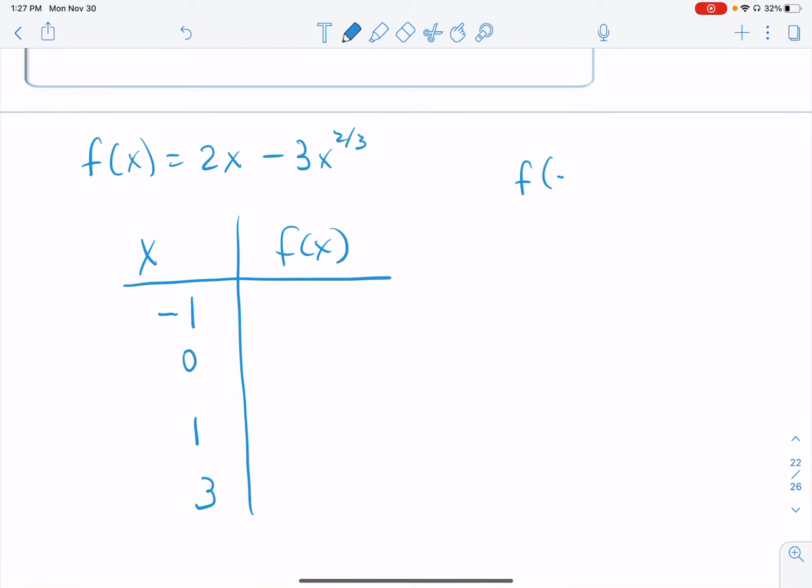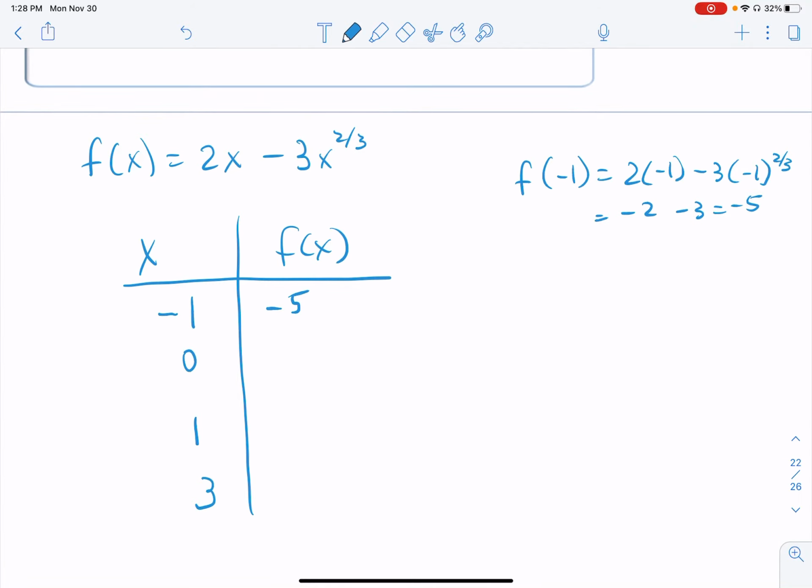So f of -1, plug -1 in here. 2 times -1 minus 3, -1 to the 2/3 power. Okay, so before you start reaching for your calculator, this -1 to the 2/3 power, let's first square it, and that would make it 1. Take the cube root of 1, that's +1, so that's just the number 1. I'm going to have 2 times negative 1 is a negative 2, minus 3 gives me a negative 5.